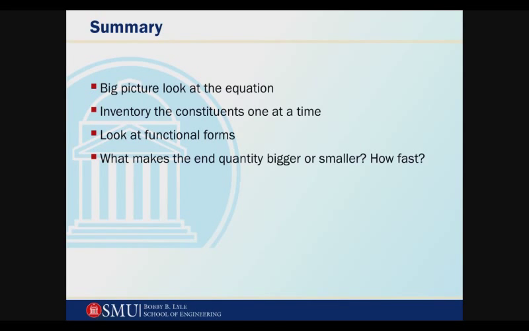So closing this out, in summary, take a big picture look at the equation. Understand, have I seen this or something like this before? You'll have to reconcile that, since everyone has different notations. Inventory the constituents one at a time in those equations. Look at the functional form. What makes the quantity bigger or smaller, and how quickly does that happen?